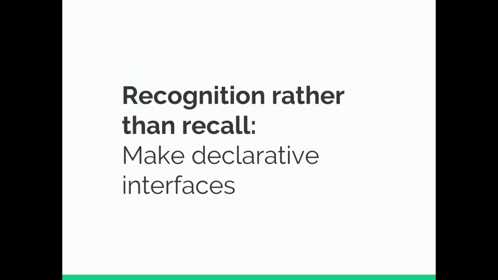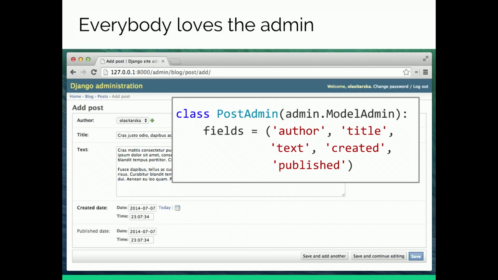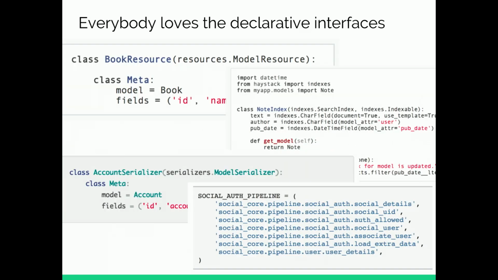Also, for recognition rather than recall, we need to make declarative interfaces. Everybody loves Django admin because with just two or three lines of code, we can make an administrative interface. It's very declarative. We say what we want, and we get it right away. And many Django apps, good Django apps, have declarative interfaces too.